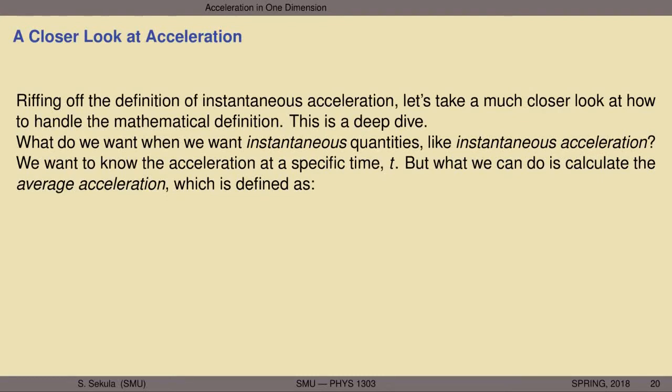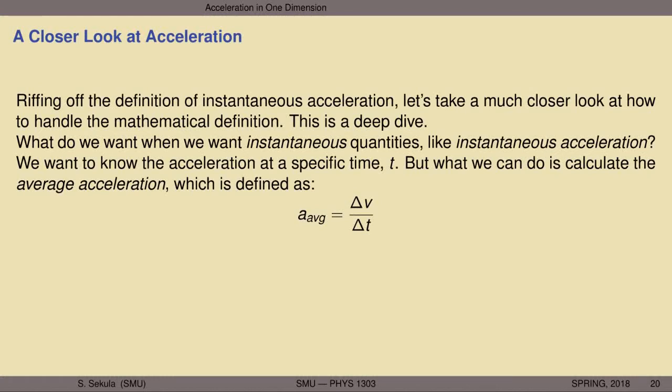So what do we really want when we want instantaneous quantities, like instantaneous acceleration or instantaneous velocity? It doesn't matter which one, but we'll use acceleration as our example because that's the topic of this lecture. What we really want to know is the acceleration at a specific time, and let's call that time t. It could be 3 seconds, it could be 10 seconds, but we'll use a variable t to represent it. All we can really do so far is calculate average acceleration, which we saw is defined as the ratio of the change in velocity divided by the change in time, where for average acceleration, the change in time is typically considered to be a macroscopic or large-scale time, seconds, minutes, hours, days, not microseconds or picoseconds or femtoseconds.